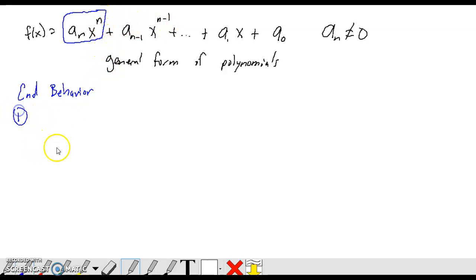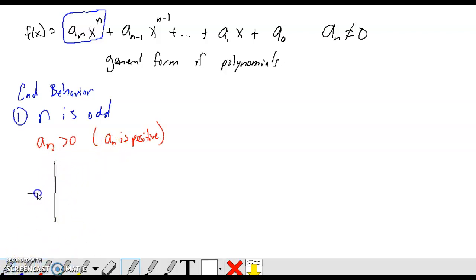The first thing would be when n is odd. If n is odd, then two things could happen. What happens if a of n is greater than 0, aka a of n is positive? If a of n is positive, then your graph is going to look something like this, where the end behaviors are in blue. And then your graph is doing some weird thing to connect these two pieces together.